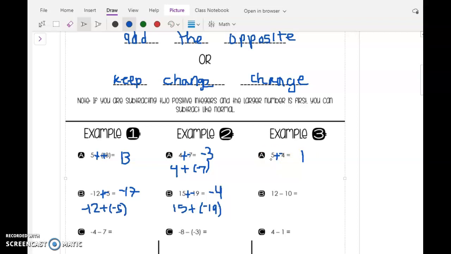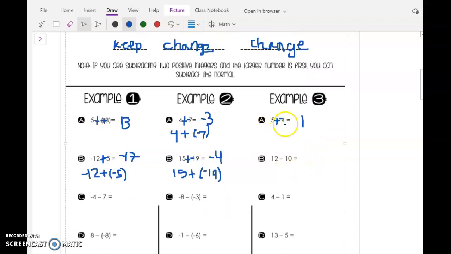Now we're going to look at the signs. 5 is a positive, 4 is a negative. However, 5 is the bigger number, so we go with the sign in front of the bigger number, which is positive. There's nothing in front of it, so we don't have to put anything in front of the 1, because we know if there's no sign, that number is a positive. Okay, so 5 minus 4 equals 1.